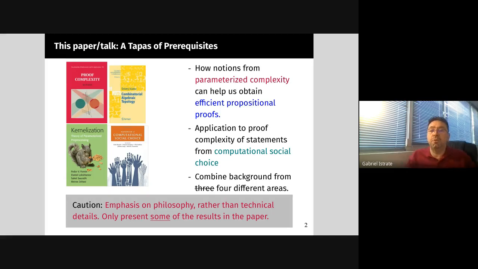combinatorial algebraic topology. In a nutshell, what we do in this paper is we see how notions from parameterized complexity can help us obtain efficient propositional proofs, and we apply this to proof complexity of statements from computational social choice and continue our work on statements from combinatorial algebraic topology. And because of this diverse background that's required, I'm not going to insist on technical details. I hope to be able to convey the general philosophy, and I'm not going to fully present all the results in the paper.